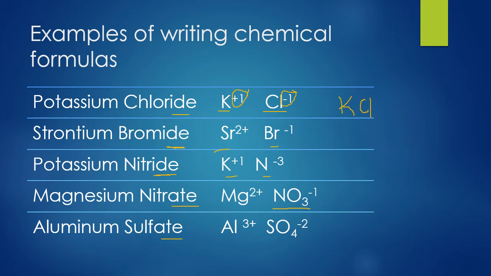Now I'm going to skip down to aluminum sulfate, the last example, because I'll work on these during class. With aluminum sulfate, I'm going to use the crisscross method this time. So I have 3+ charge on aluminum and a 2- charge on the sulfate. So how do I come up with the chemical formula? That 3 is going to become a subscript on the SO4. The 2 is going to become a subscript on aluminum. So I'm going to get Al2 and then SO4 sub 3.